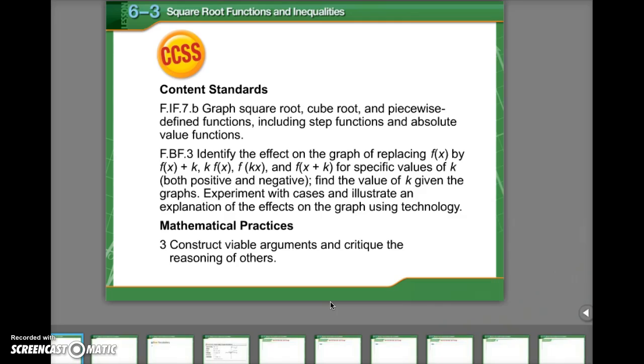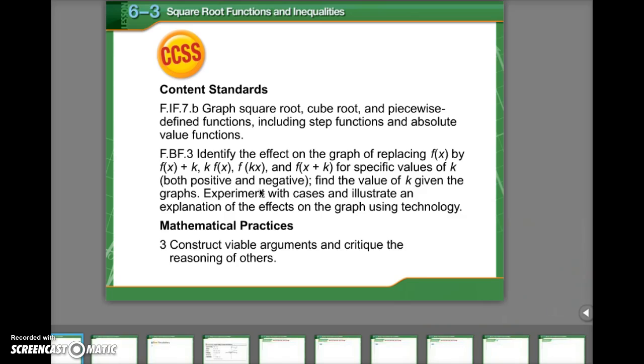And then our second content standard is we're going to identify the effect on the graph of replacing f of x by f of x plus k or k times x or f of k times x or f of x plus k for some value of k, and we're going to look at positive and negative values, what happens when we put both of those in. And then we're also going to find the value of k given a graph, and we're going to experiment with cases and illustrate an explanation of the effects on the graph using technology. So probably using our calculators for that.